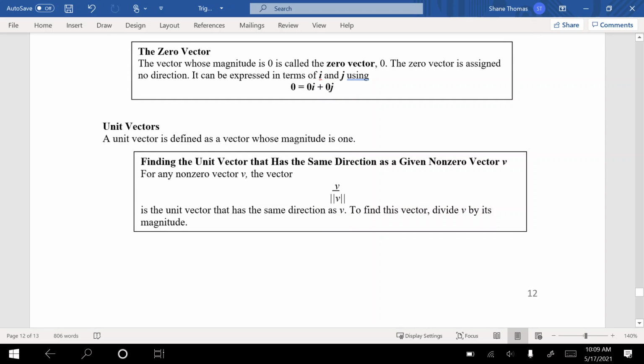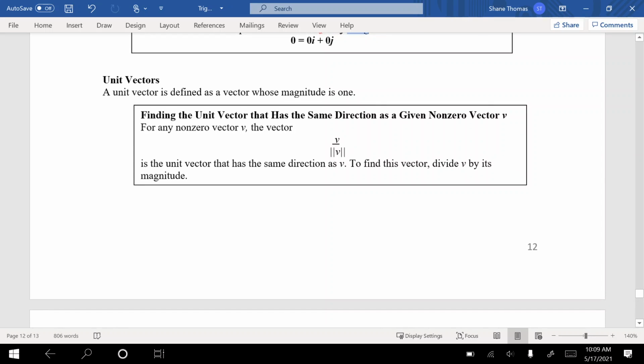All right, unit vector. Now, remember we had unit circle, right? A unit circle was a circle with a length of how far all the way around? What was it? Okay, 2 pi the whole way around, but what was the length of each individual radius? 1. Okay, so what do you think a unit vector has? A length of 1. Okay, it has to be a length of 1.